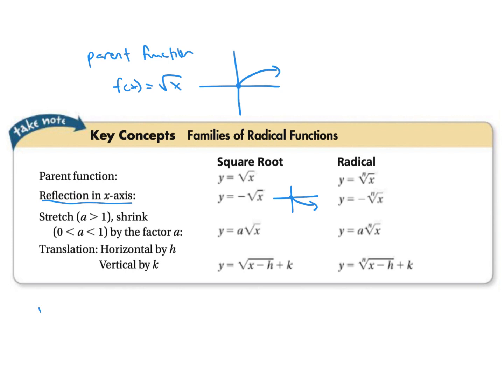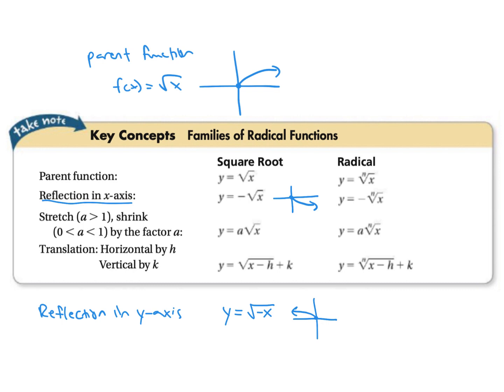Another type of reflection that I will mention is a reflection in the y-axis. And that will happen if the negative is inside the radical. It will be a horizontal reflection. And so we would take our parent function and flip it over the y-axis, which would look like that.